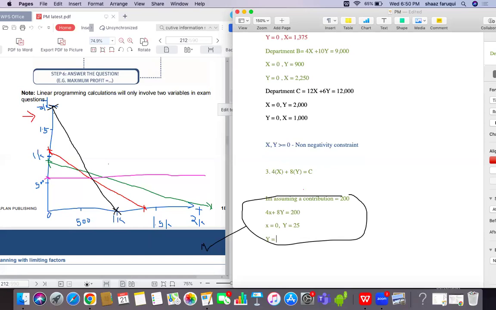If y is equal to 0, x is equal to how much? 200 divided by 4 is how much? 50. These 2 points you will plot on the graph now.